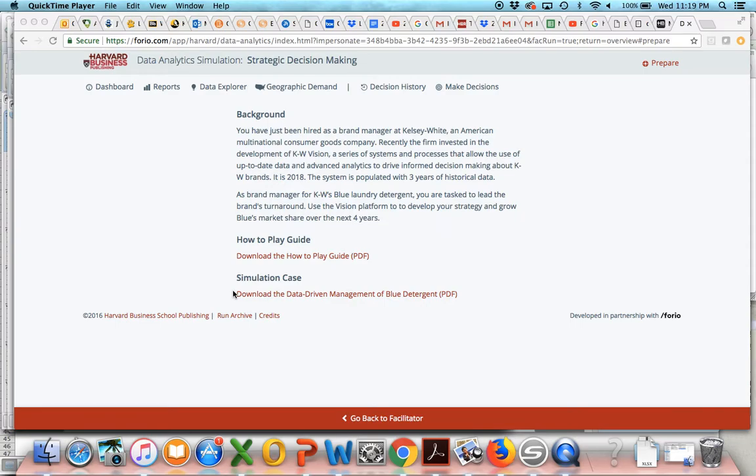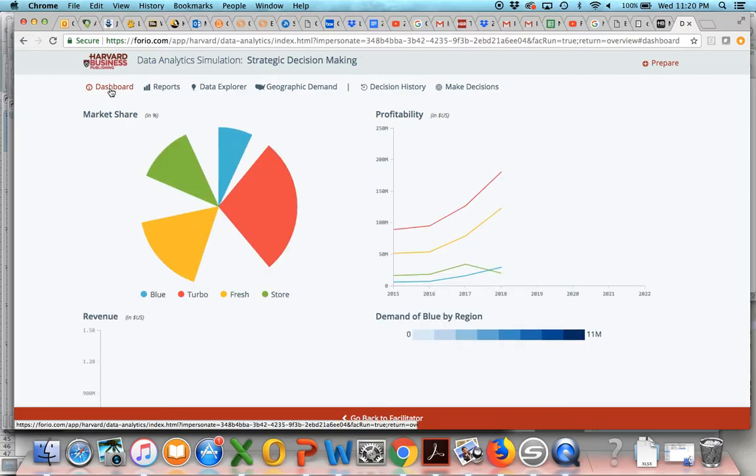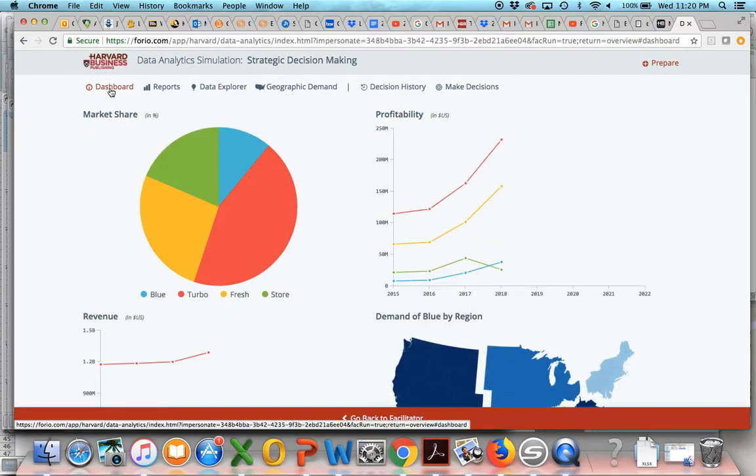So you'll use that in part for your overview when you go to do the reflection. And then you're given a number of different tabs here to look at. There's the dashboard, which is sort of your snapshot overview of where you are. So actually, I'll give you a little bit of overview of what your situation is that you'll be able to read in the case itself.